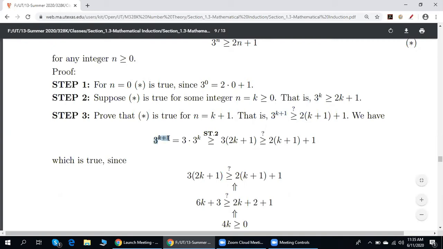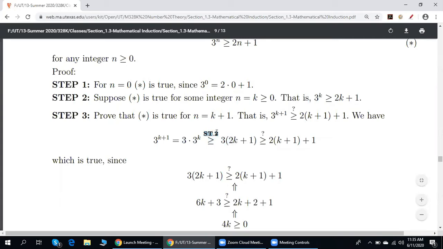Note that 3 to the k plus 1 can be rewritten as 3 times 3 to the k's power. In order to jump from here to here, we go back to step 2. If we multiply the left-hand side and the right-hand side by 3, the left-hand side becomes 3 to the k's power times 3. The right-hand side becomes 2k plus 1 times 3. It's exactly what we have here.